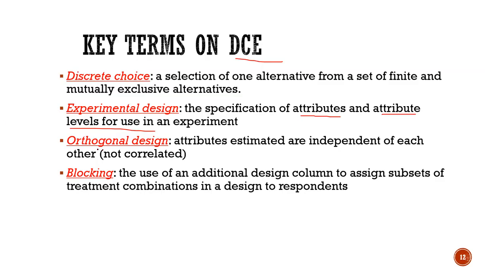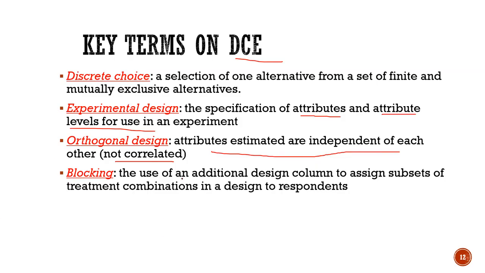The other term used is orthogonal design. That is, the attributes estimated are assumed to be independent of one another. That is, they are not correlated. So price is very different from body type, from the country of origin. So there is no commonality between these different attributes.